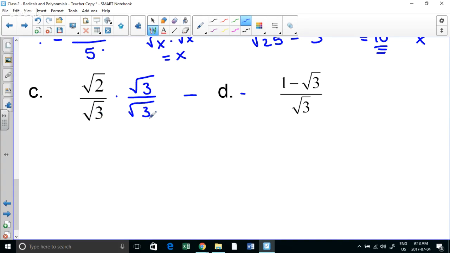So the root of 3 and the root of 3, like I said, if you want to, you can skip this step and say, well, the root of 3 and the root of 3 just gives me 3. The root of 2 and the root of 3, so underneath one root, they can go together. So this just gives me 2 times 3 is 6. So the root of 6 over 3.